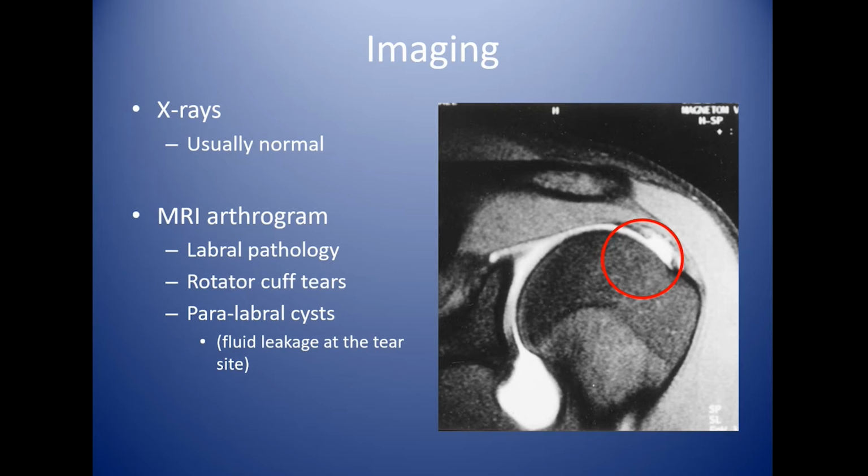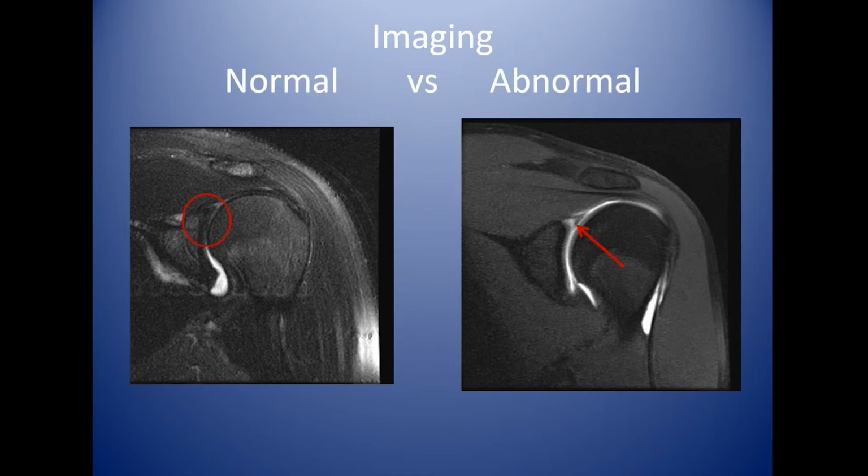We also will look for what are called paralabral cysts. They're not a cancerous thing. They're nothing like that. They're literally where fluid from inside the joint has gradually leaked out underneath where the labrum has torn. And we see this a little more commonly in these slap tears than in other problems because they build up gradually. Next slide.